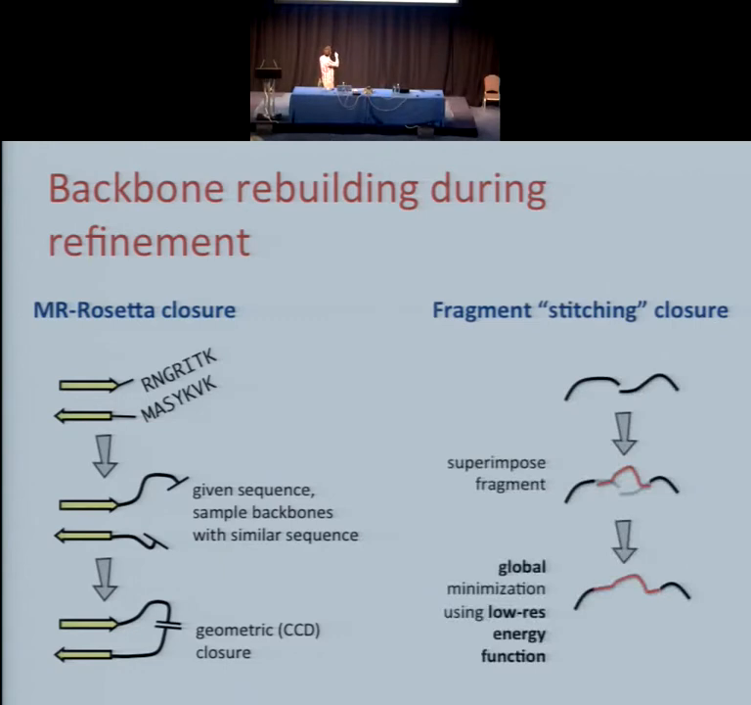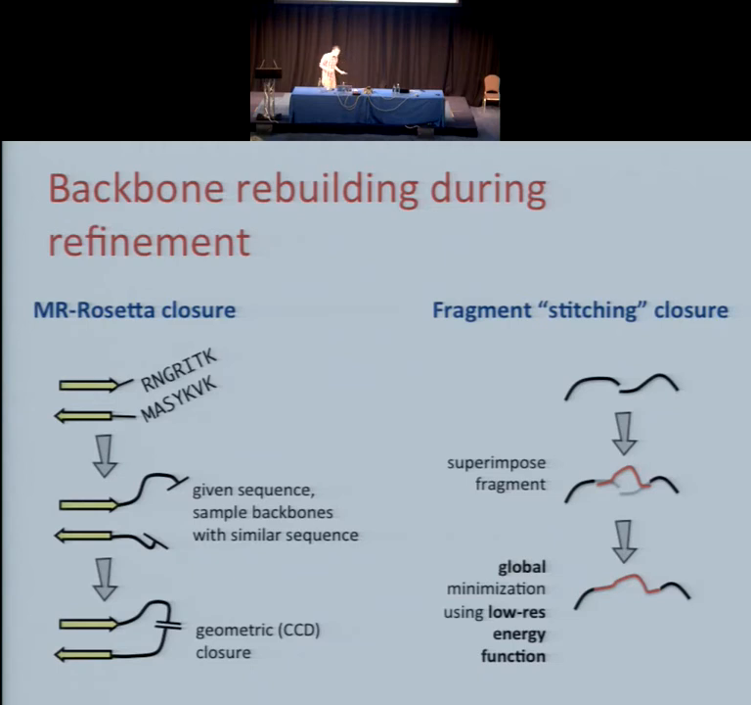The basic idea is that instead of keeping the template fixed and doing the fragment insertion, we just identify a fragment that matches things at the endpoints reasonably well, like this fragment shown in red here. We superimpose that in place and then do a global minimization of the whole structure using the low resolution energy function. It's actually a smooth variant of the centroid energy function. And so we globally minimize this, and this allows not just the fragment to snap into place, but also these end positions to melt a little bit.